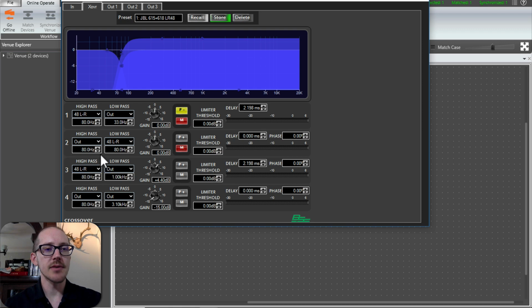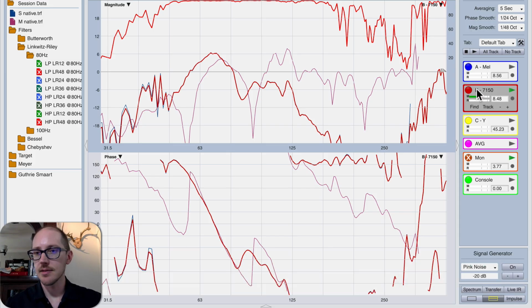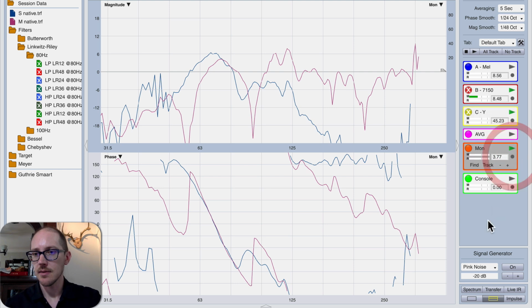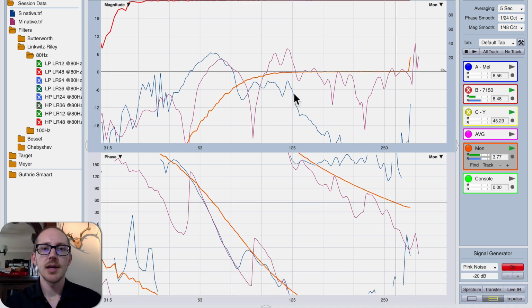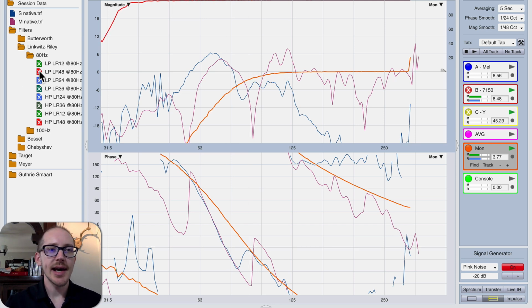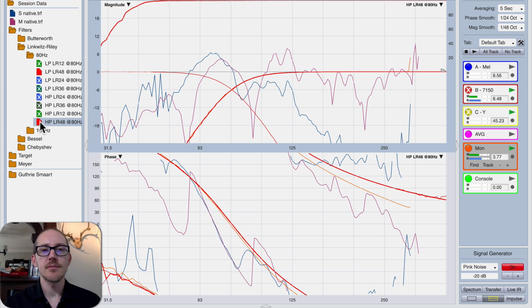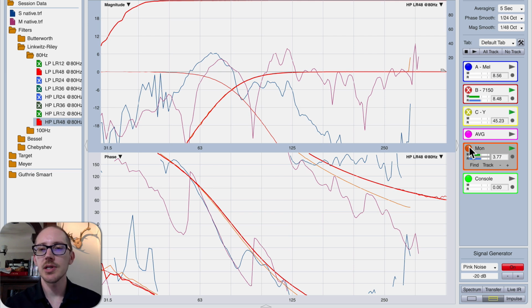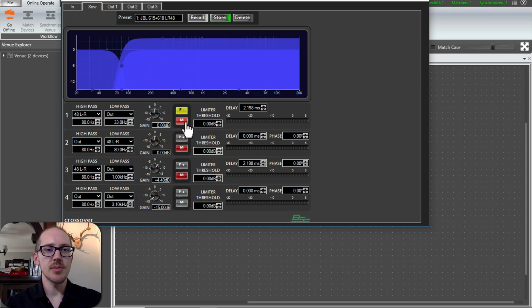So 48 dB per octave, LR, and we'll hit stop on this and go, nope, not that one. Go on this signal generator. There we go. So here's that 48 dB per octave filter. Here's the thing though, I have already measured those previously. So it's exactly the same. I don't need to measure it again. I've got these stored in Smaart so I can bring them up anytime that I want. And cool, so I just want to prove to you that that works. All right, so let's actually measure our filters.